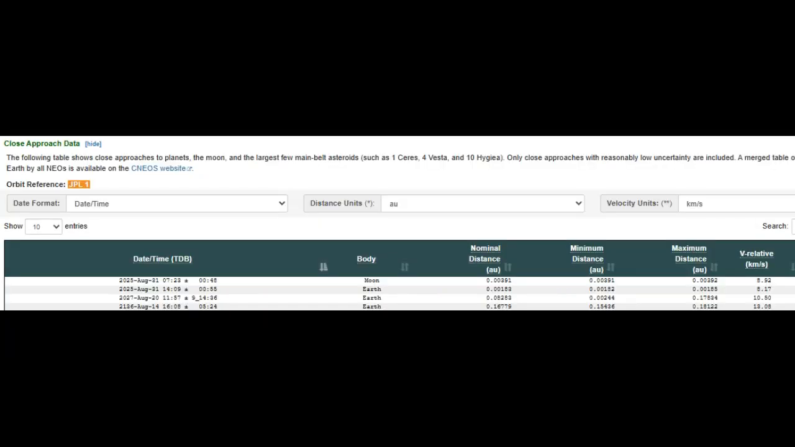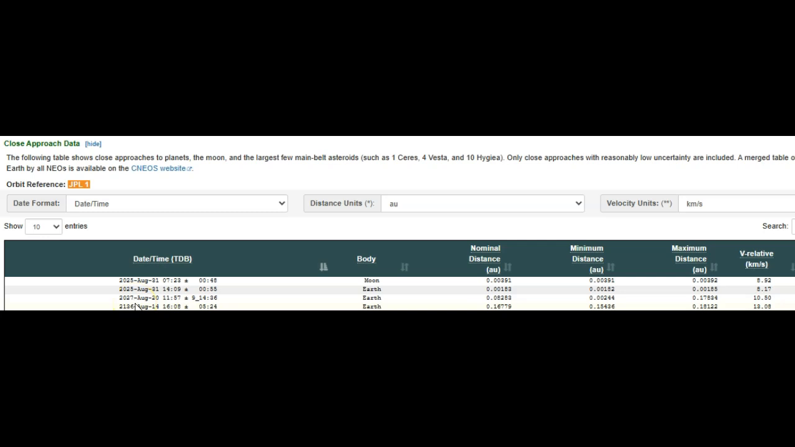Now, they've only been able to extrapolate 2 additional passes, one in 2027, where it won't be coming near as close as it's about to come, and one in 2136, where it will be quite a distance away from Earth. Let's look at what's happening on the 31st.